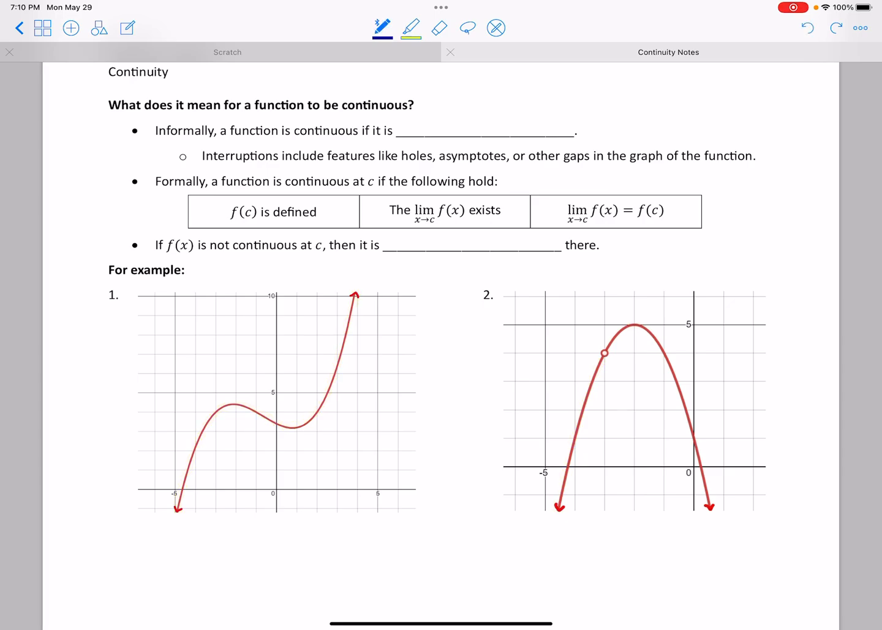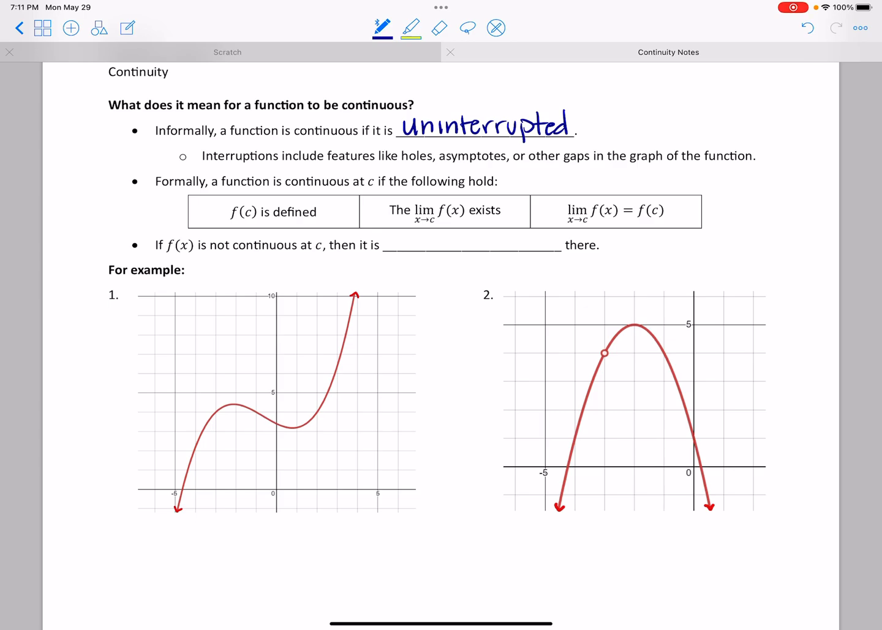Informally, we're going to say a function is continuous if it is uninterrupted. And again, interruptions would be features in a graph like a hole or an asymptote or some kind of other gap in the graph of that function. So formally, those interruptions are things that keep our function from being continuous. They are what create discontinuities.